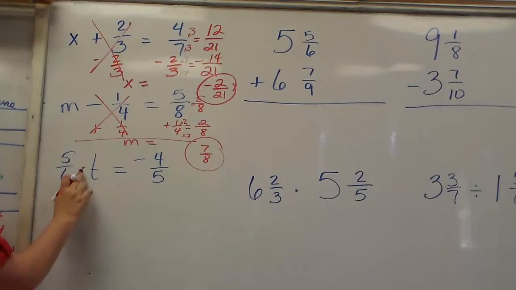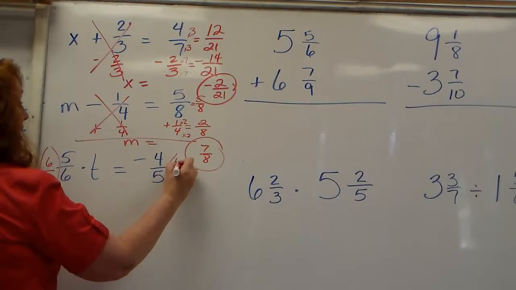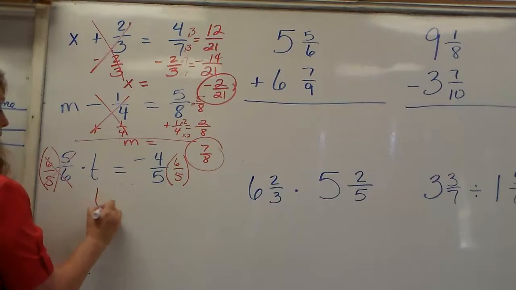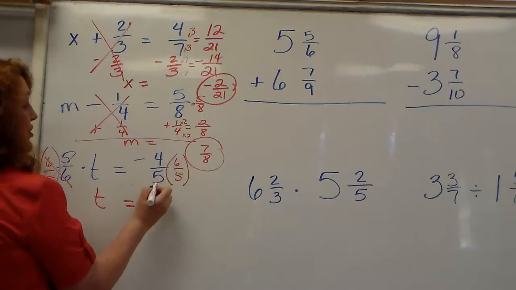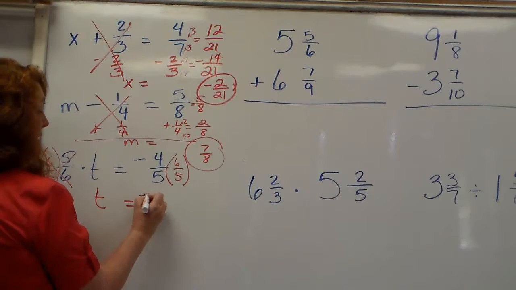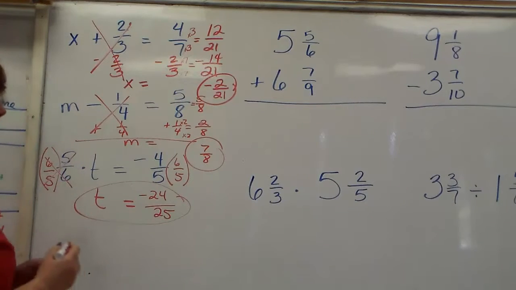Here I have a 5/6 multiplied to my t. In order to get rid of anything multiplied, I've got to divide it. And to divide fractions, I'm going to flip and multiply. So I'm going to flip this over and multiply it by both sides. So that gets rid of these. I'm going to have t equals, and I am not able to cross cancel at all, so I've got to go straight across. Negative 4 times 6 is negative 24 over 25. And that's my answer there.